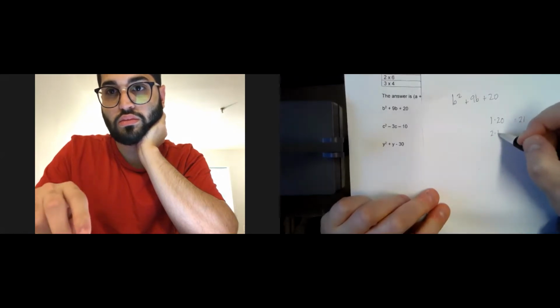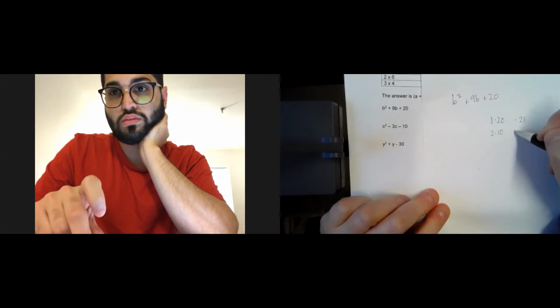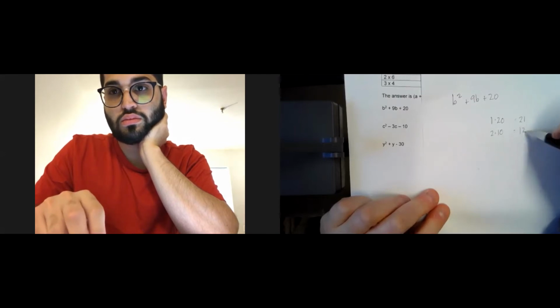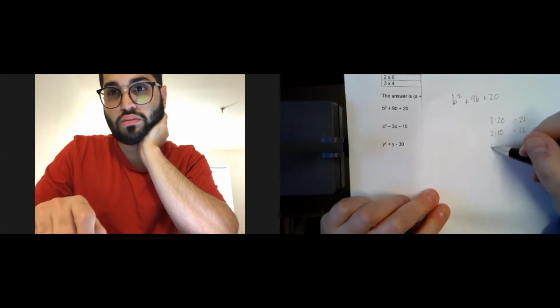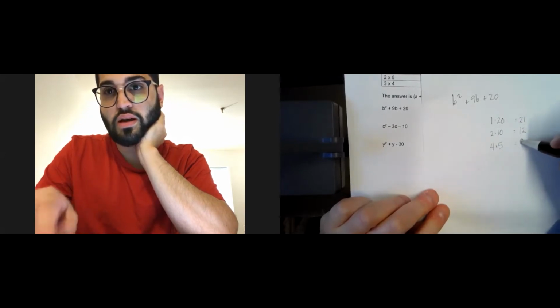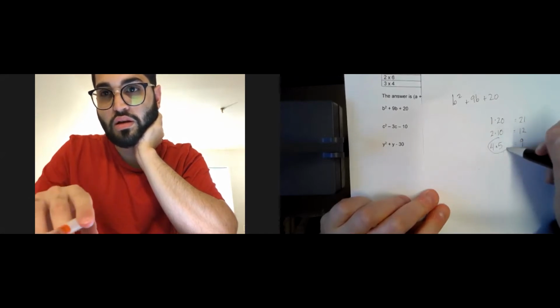2 times 10, but added, they equal 12. Probably not it. 3 doesn't work in 20. 4 works. 4 times 5 equals 20. And what do they equal when they're added? Yeah, that one. So that's going to be it.